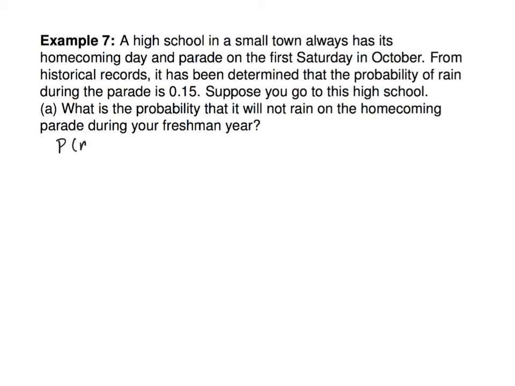Well, that's pretty easy. That's just the complement rule. Probability of not rain is 1 minus the probability that it rains, or 1 minus 0.15, or 0.85.